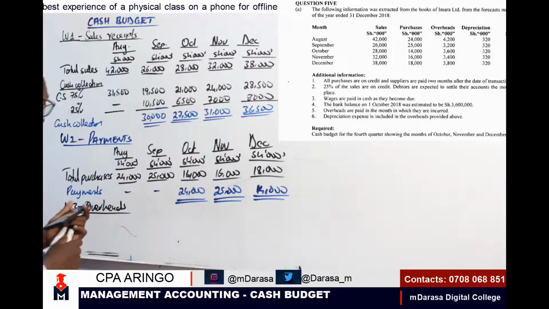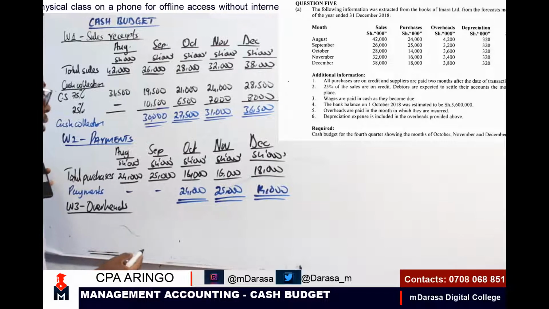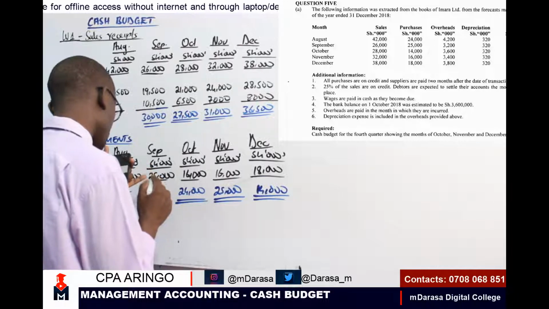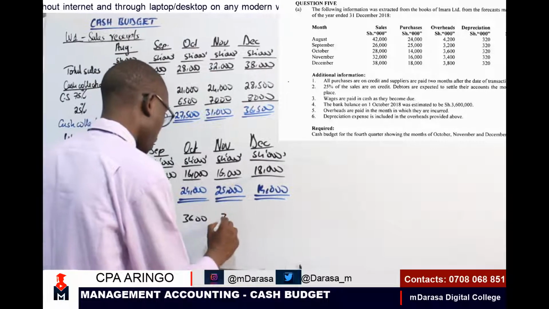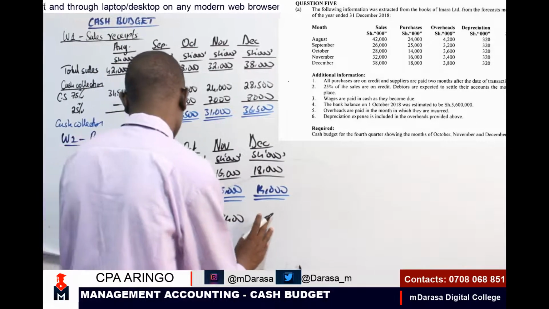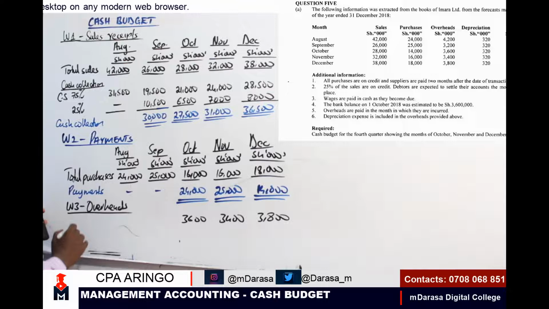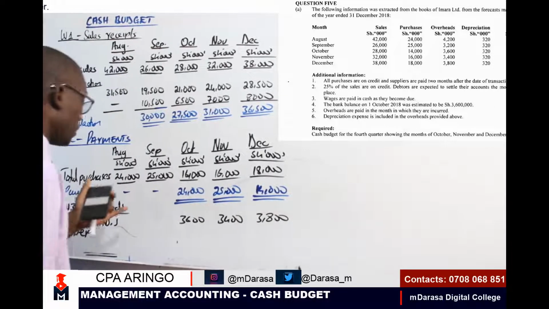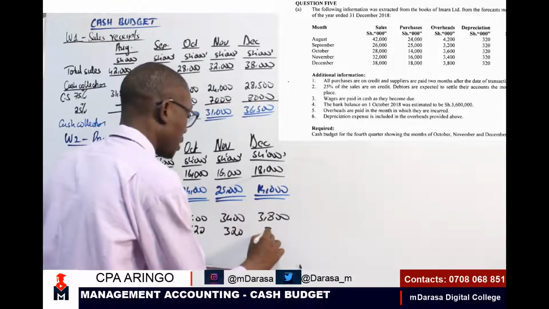So for overheads, in this case, my focus is on 3 months, that is October, November, and December. October we had 3,600, 3,400, as well as 3,800. These are our total overheads. I want us to deduct depreciation because depreciation is a non-cash item. Depreciation was given as 320, as well as 320.